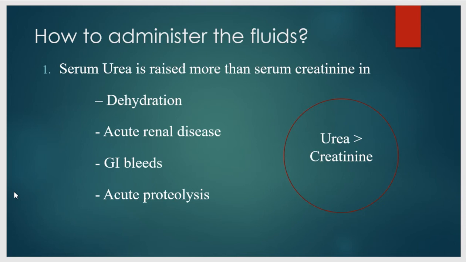We'll discuss later on. The serum urea is more than the serum creatinine in these four important cases. In cases of dehydration, serum urea is raised. Acute renal disease, raised. Gastrointestinal bleeds, raised. And all the conditions leading to acute proteolysis, again serum urea is slightly more raised as compared to the serum creatinine. This is one of the observations during the management of these patients.